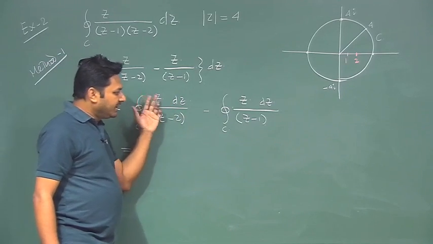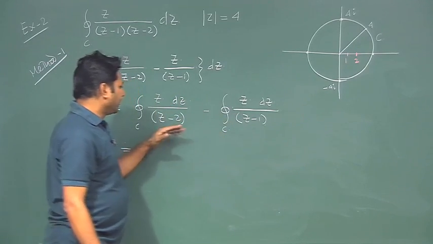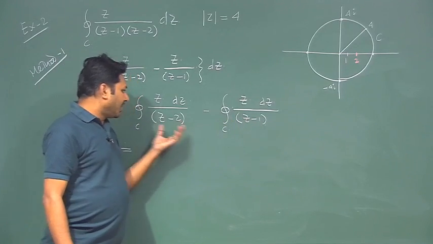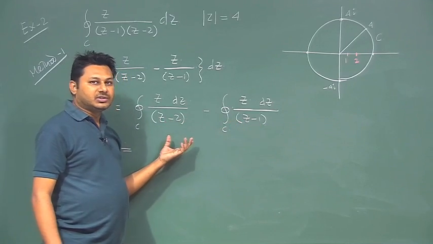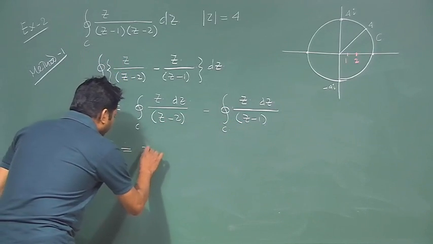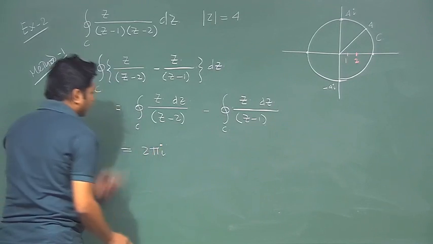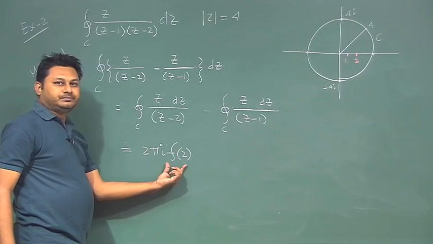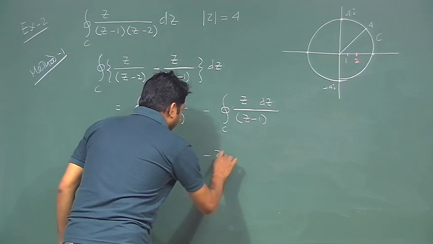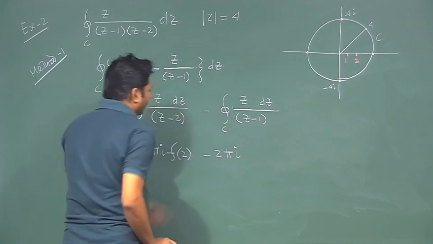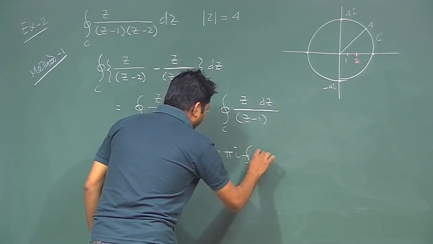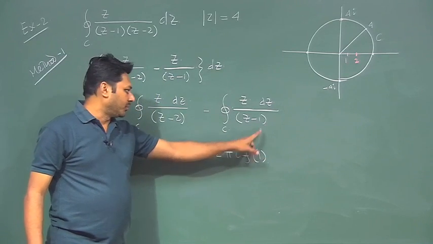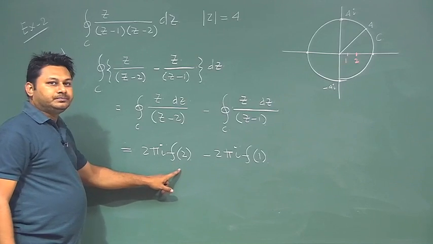The other singularities will be taken care of by this integration. That is the reason I separate out the other parts, this part and this part, where there is no connection between them. So, 2 pi I, the result will be whatever the function is, I will put the function at 2, minus 2 pi I, whatever the function, I try to evaluate the function at z equal to 1 point, because it is 1 and it is 2.